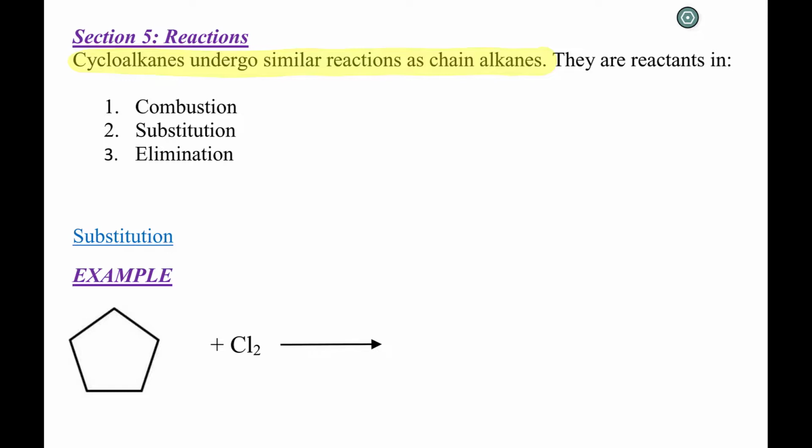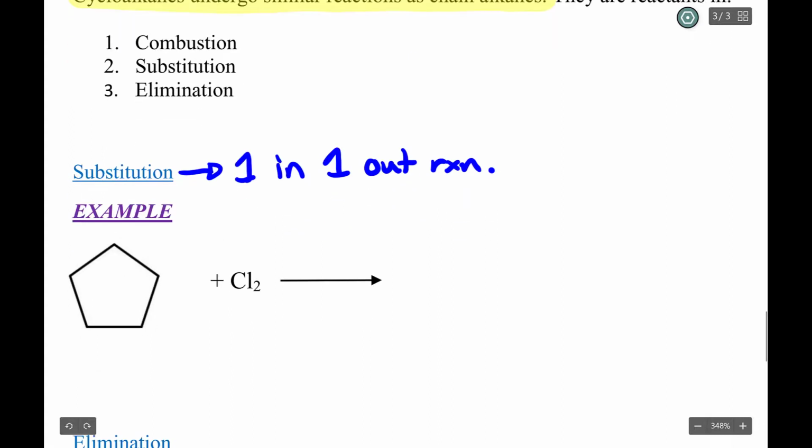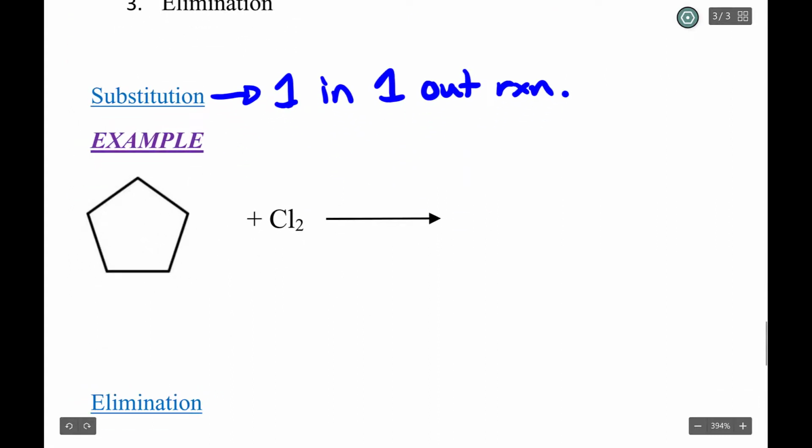So let's start with substitution. And when we were talking about alkanes, I talked about these as being a 1 in, 1 out reaction. Okay, and so what I mean by that is when we react our hydrocarbon with a small molecule, and in this case it's Cl2, I'm actually going to draw Cl2 as Cl in 2 different colors.